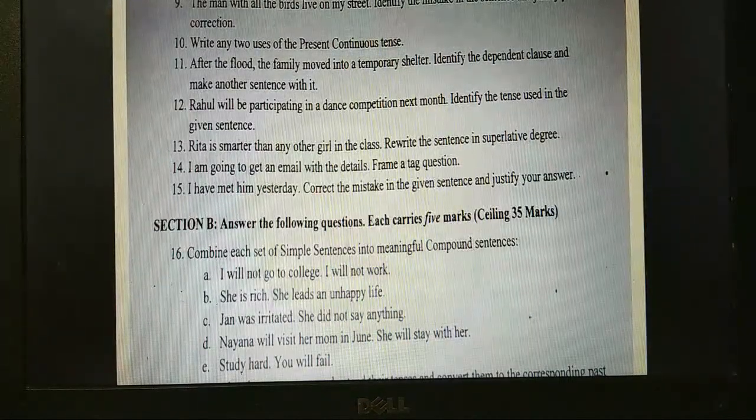So whenever you write tag questions, don't forget, my dear students, you have to write down the statement, then a comma. So it would be, I am going to get an email with the details, comma. Now the tag question: I am going to get an email with the details, aren't I? All sentences beginning with I am will have the tag aren't I? I am going to get an email with the details, comma, aren't I? Question mark. You get 2 marks.